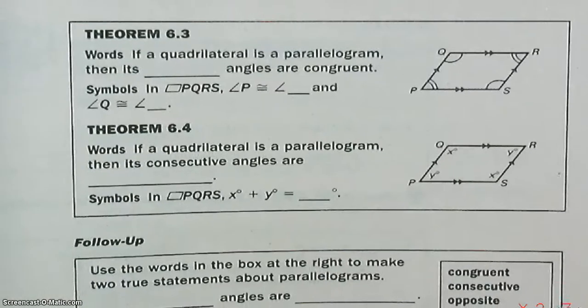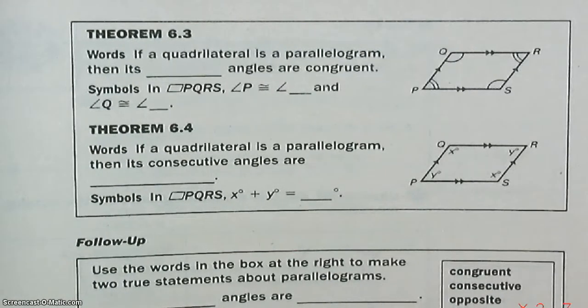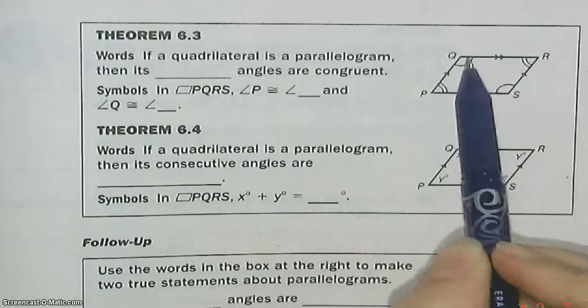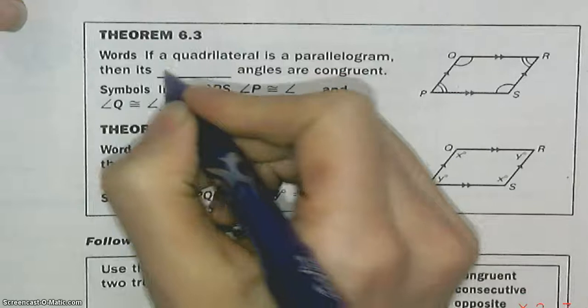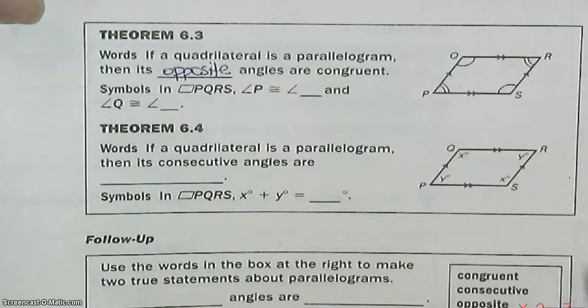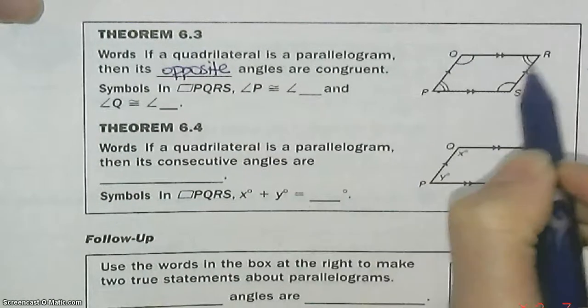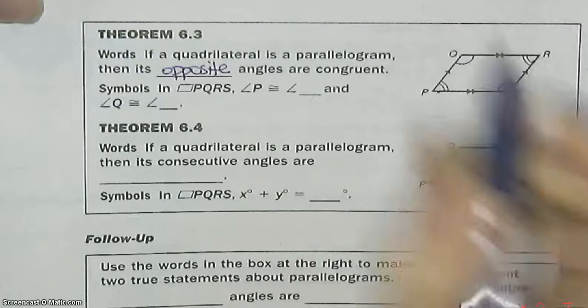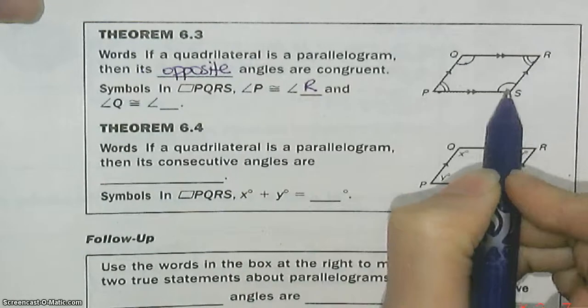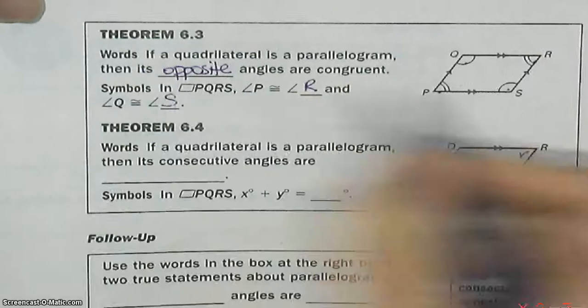There are other special things about parallelograms. So the opposite sides are equal, the opposite sides are parallel, and also the opposite angles are equal. In measure, the opposite angles are congruent. So P is congruent to R, and Q is congruent to S. Notice they're marked that way too.